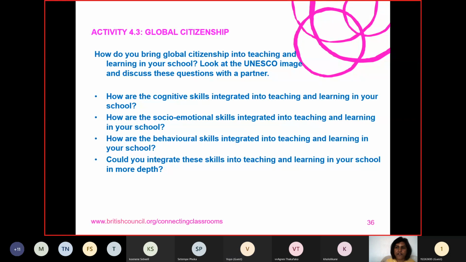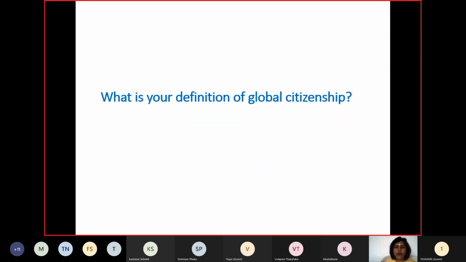And I want to do a final activity now that we have gone through student leadership and global citizenship. What kind of people do you want young people to be in the future? What is your definition of global citizenship? You can start off and I'll allow you to continue thinking. So what do you think? What is your definition of global citizenship?